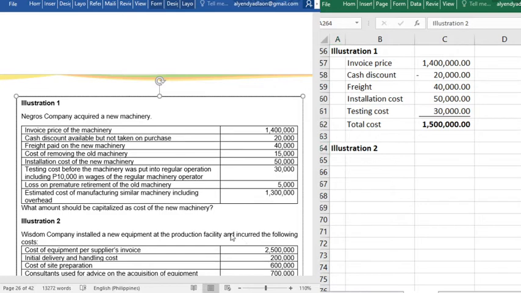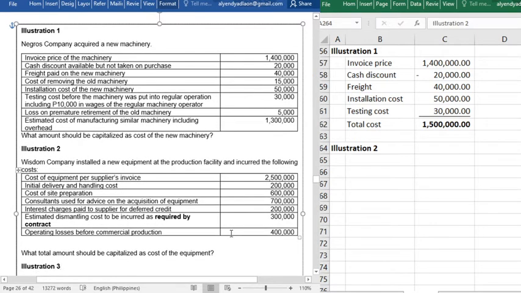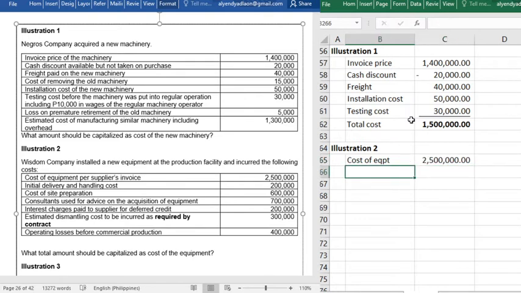Wisdom Company installed a new equipment at the production facility and incurred the following costs. Question: what total amount should be capitalized as cost of the equipment? Now let's start with cost of equipment per supplier's invoice. So this is the invoice price. We have cost of equipment amounting to 2,500,000.